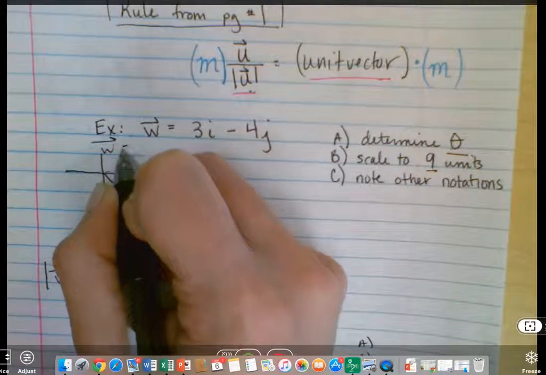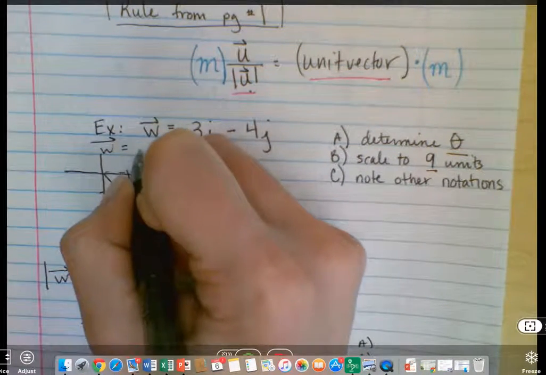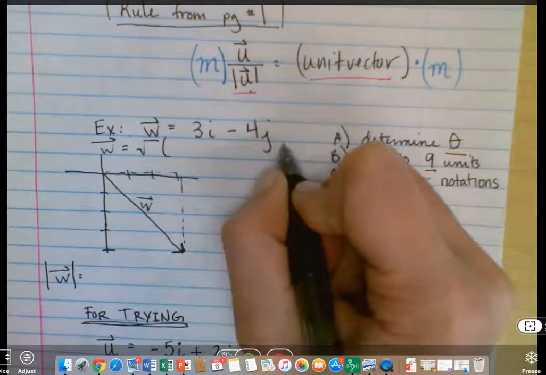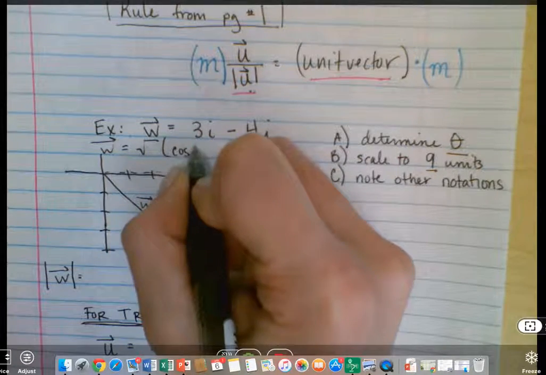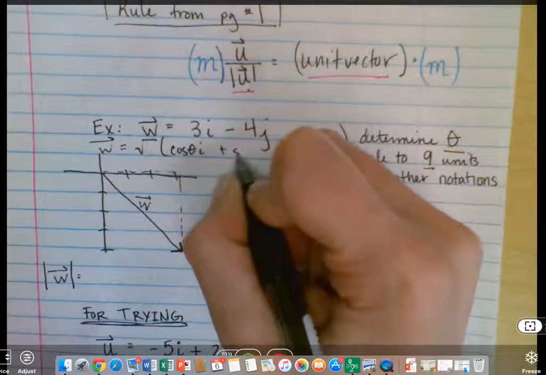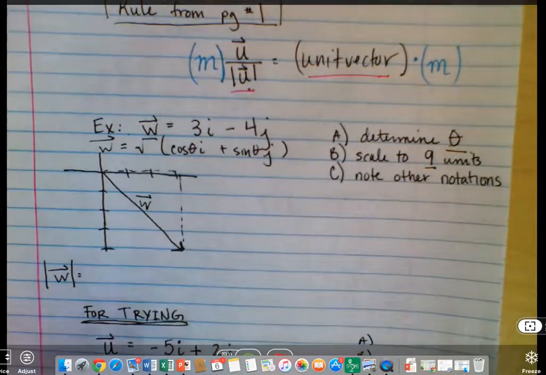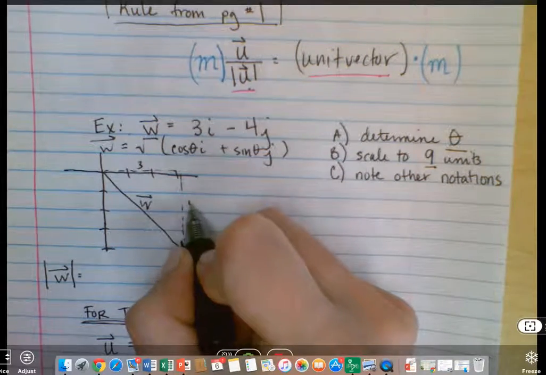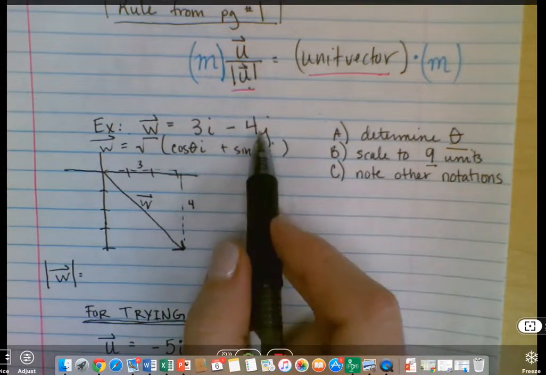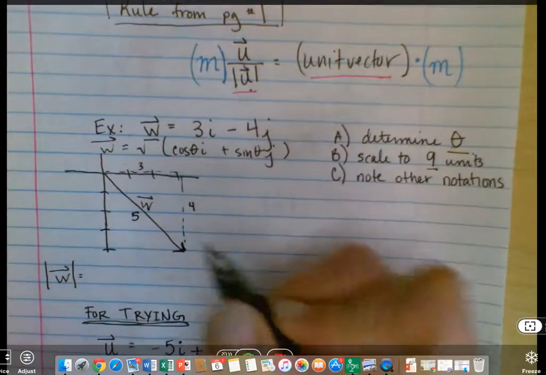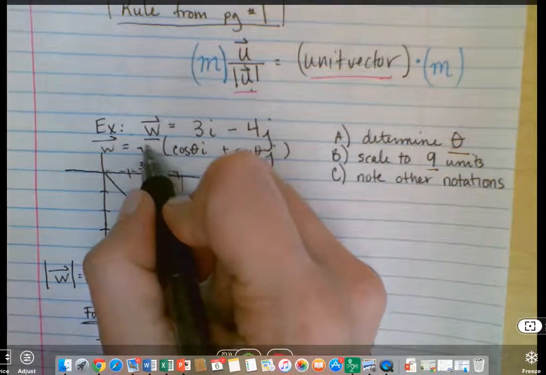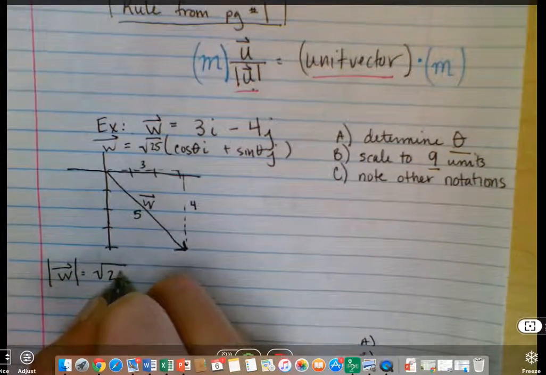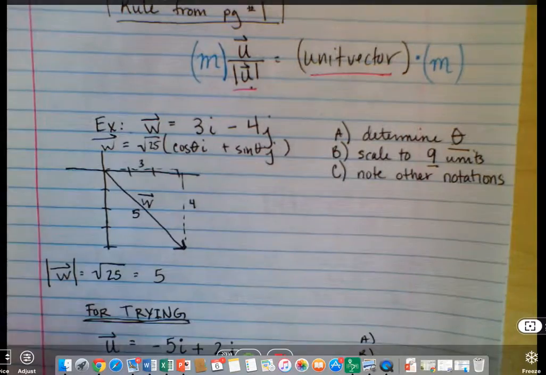w equals whatever the magnitude of w is times cosine theta i plus sine theta j. 3, 4, and then, oh, surprise, it's a 3, 4, 5 triangle. Thank you, Miss Henderson, for making life easy. So the square root of 25 is our magnitude, which is 5.